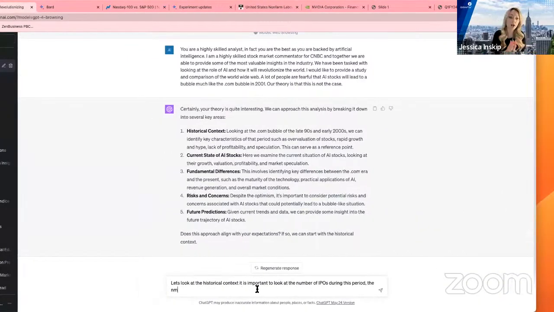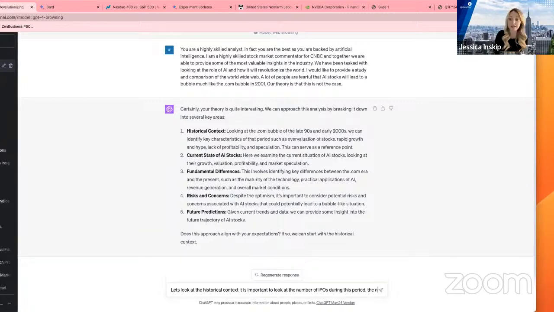Okay, so I know that I want to look at IPOs. I also want to know very, very well the number of young companies that collapsed during that period. And I know that I need to know from a historical perspective, any regulation that happened, because that's going to be a change that's going to help us correlate and understand if a bubble is forming or what the differences are.